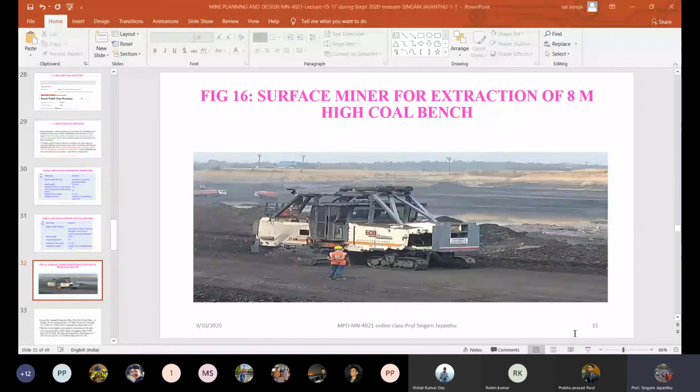Very nice. So now I am again continuing with the class. Now let me know, you are able to see the slide now? Yes, sir. Slide is visible. Beautiful, surface miner. So nowadays this has come as a boon for our mining, especially surface mining industry, so that you are able to work with a better productivity.